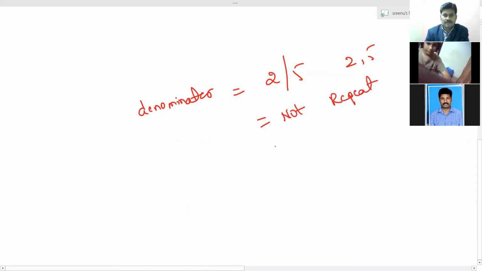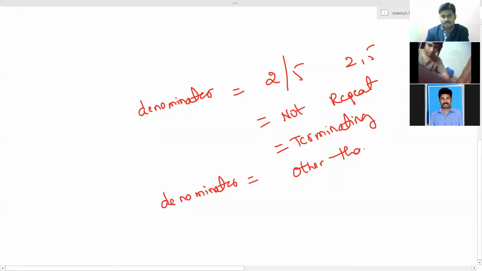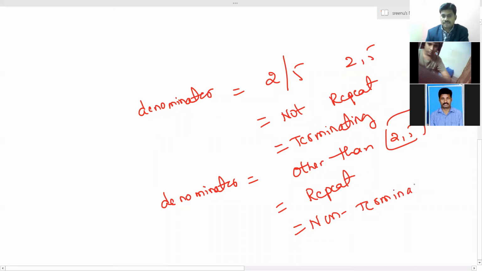Not repeat means what? Terminating. This is called terminating. Then the denominator other than 2 and 5, that means except 2 and 5, any number like 3, 4, 7, 11, anything, is repeat. That is non-terminating. Like this. One more example I will show you.